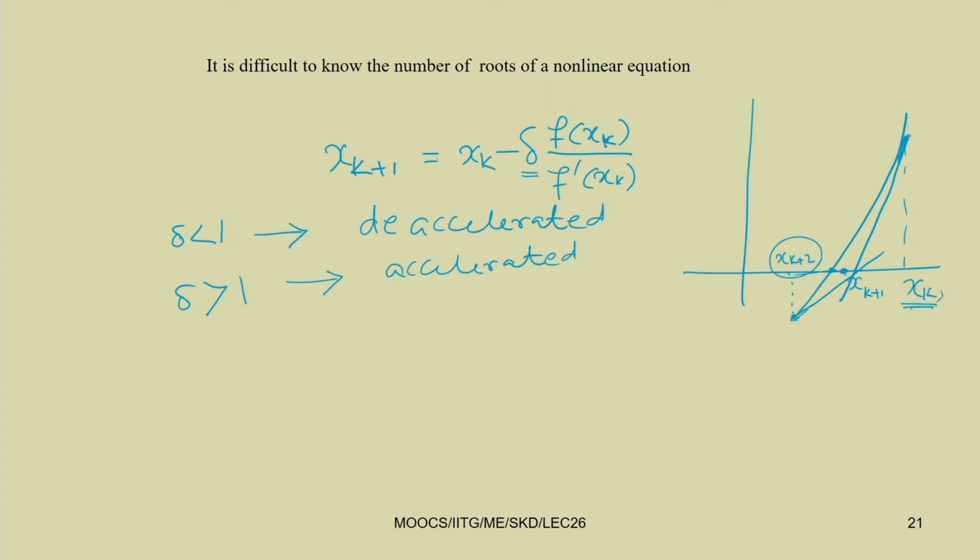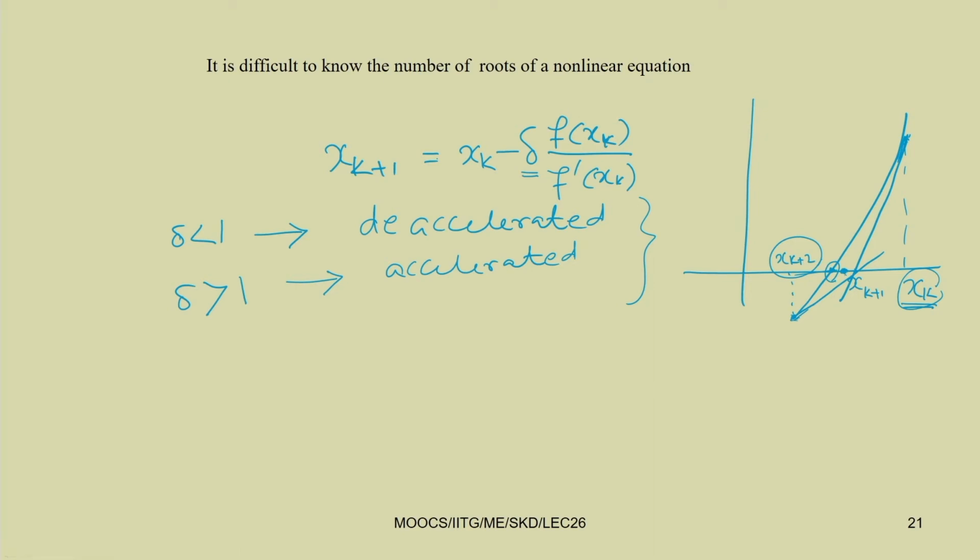We started with this one. This is the next point we have taken, this is the next point we got. As we are taking delta equal to 2, it will miss the root, and it will oscillate between these 2 points. So, we have to choose this delta, the accelerated value, in such a way that it does not miss, and we get the root properly.